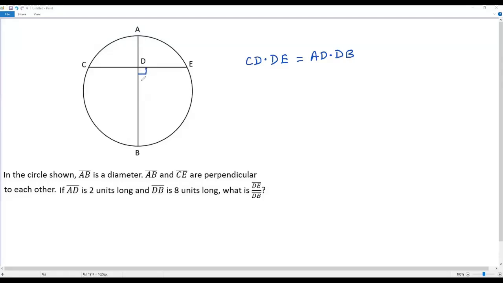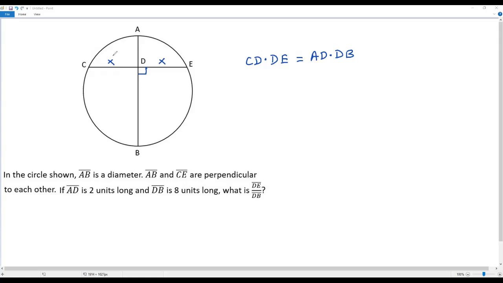Here the information is that diameter AB intersects chord CE at a right angle. That means they are perpendicular to each other. Whenever the diameter is perpendicular to a chord, the diameter will bisect the chord. That means the diameter will divide the chord into two equal parts. So the length of the segment CD and the length of the segment DE must be equal, because the chord CE is bisected by the diameter AB. If I assume the length of CD as X, then the length of DE also must be X, because they are equal in length.